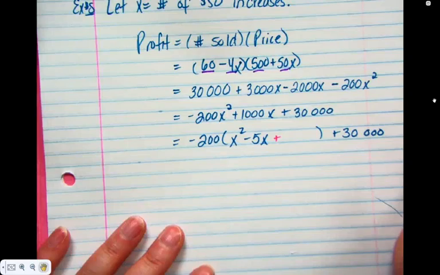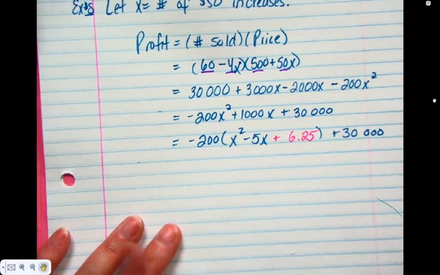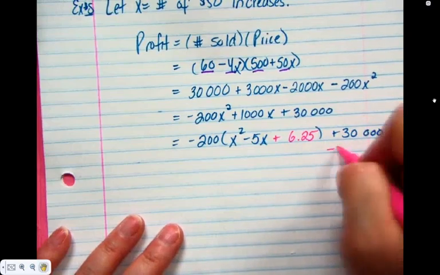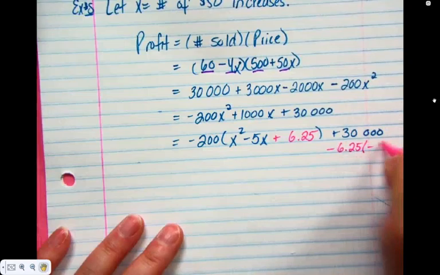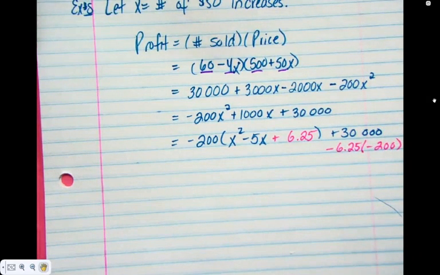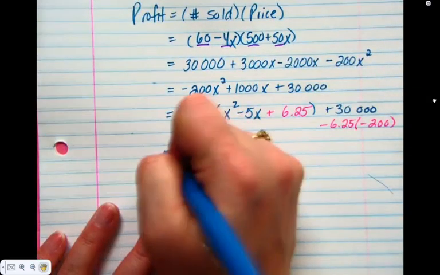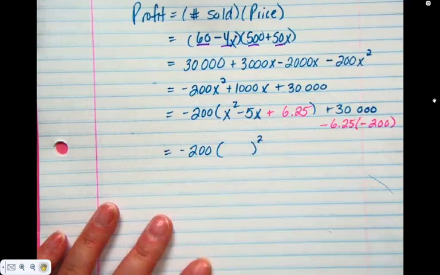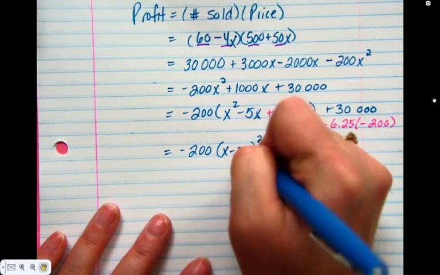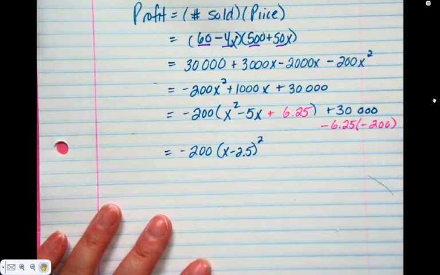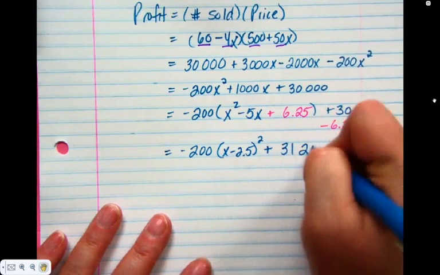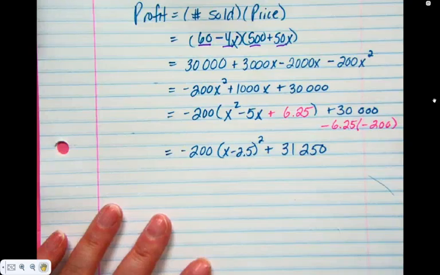That's why you have a magic calculating machine. 6.25, I heard. Balance. Finishing it off, I have negative 200 out front. I need a binomial squared. Constant at the back. Confirm, 31,250. Vertex.